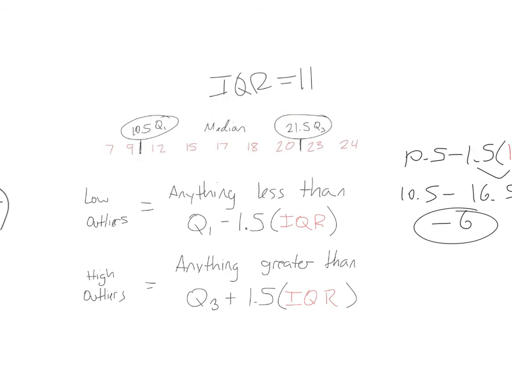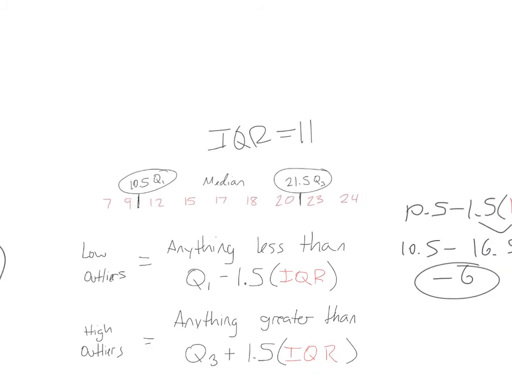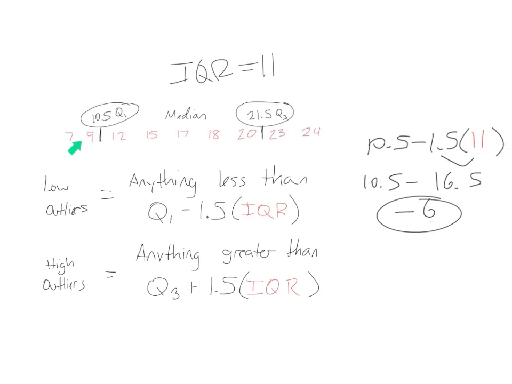Okay, so let's look here at our data set. 7, 9. The outliers would be on this side of the first quartile, and they would have to be less than negative 6. Well, are these less than negative 6? No. So we don't have any outliers this way.